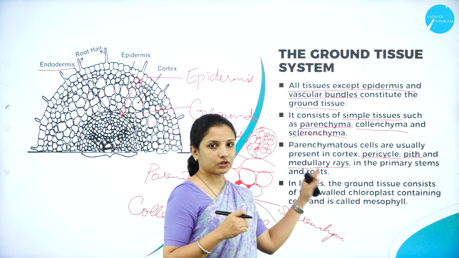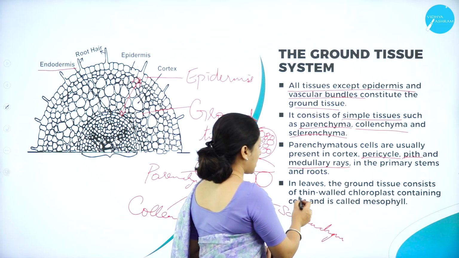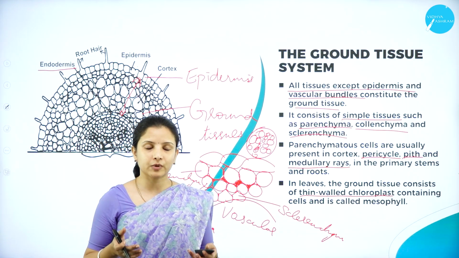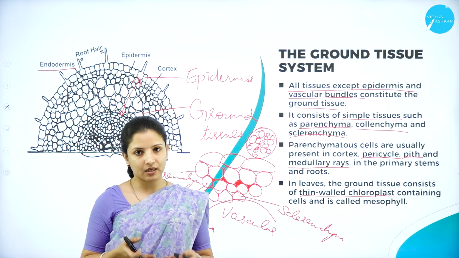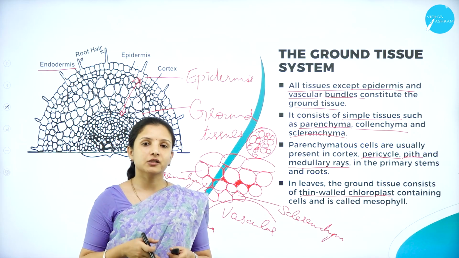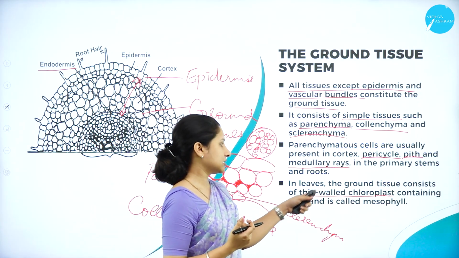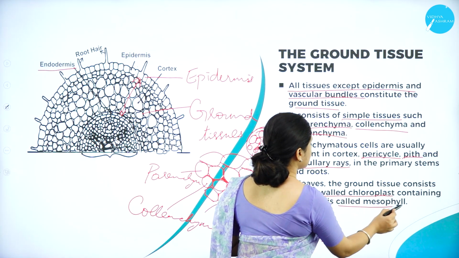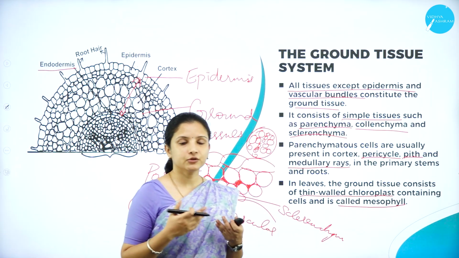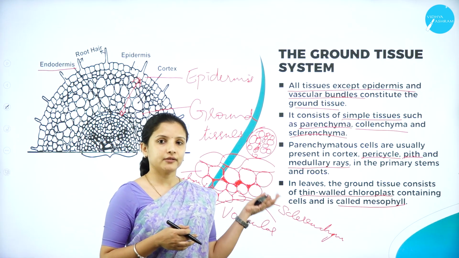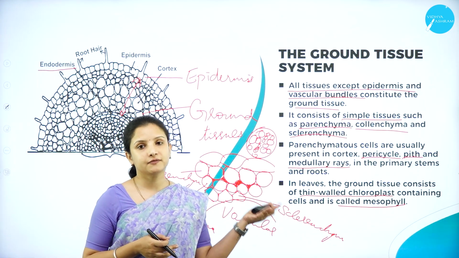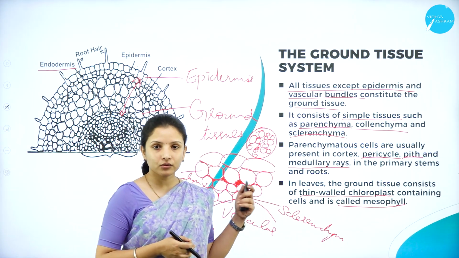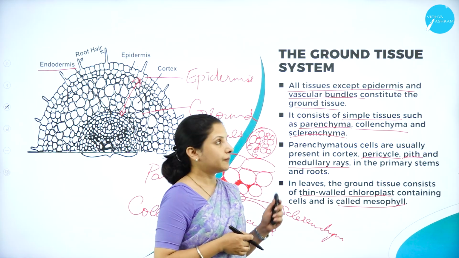And when we talk about the leaves, the ground tissue actually consists of thin-walled chloroplast-containing cells. That is, they have chlorenchyma in which the chloroplasts are present, and these actually help in the process of photosynthesis. They are called the mesophyll. So mesophyll is the region present in the leaves that is filled with chloroplast cells. So these are the different types of ground tissues that are present in a plant.